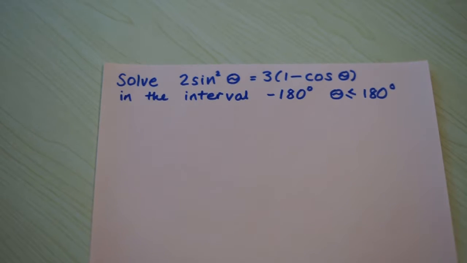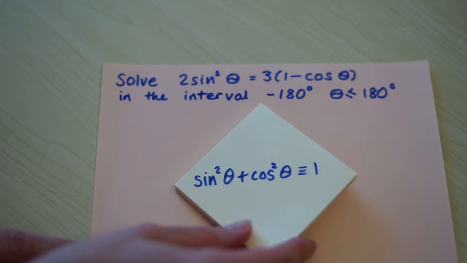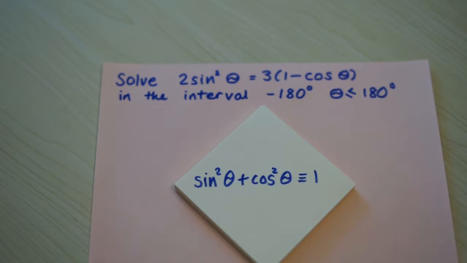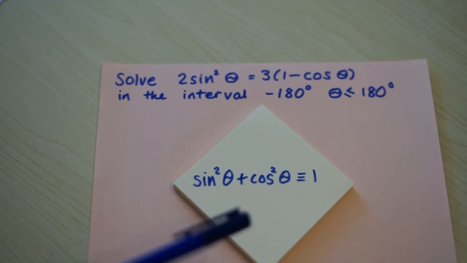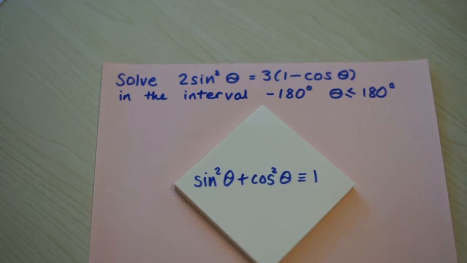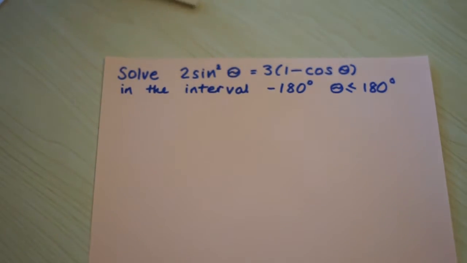So when you look at that, you see a sine squared. That should make this identity spring to mind. We could use this identity to convert the sine squared in the problem to cos squared, and then at least we'll have coses in there only. Okay, so let's do that.